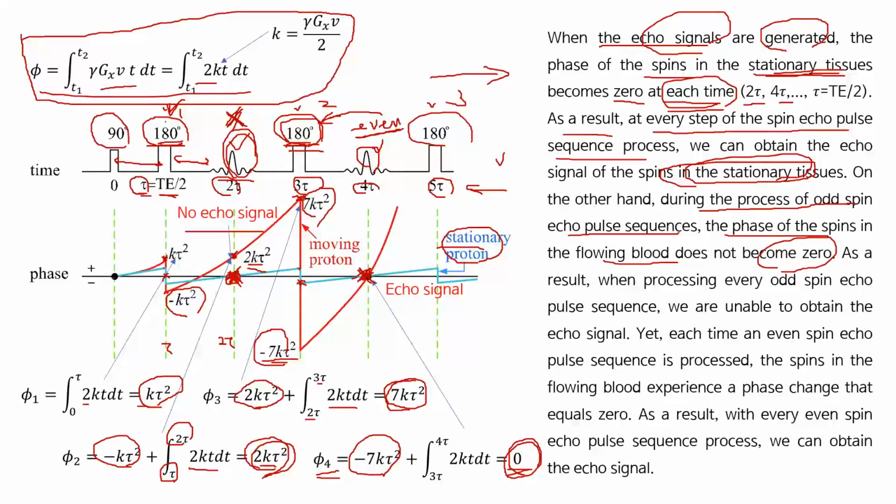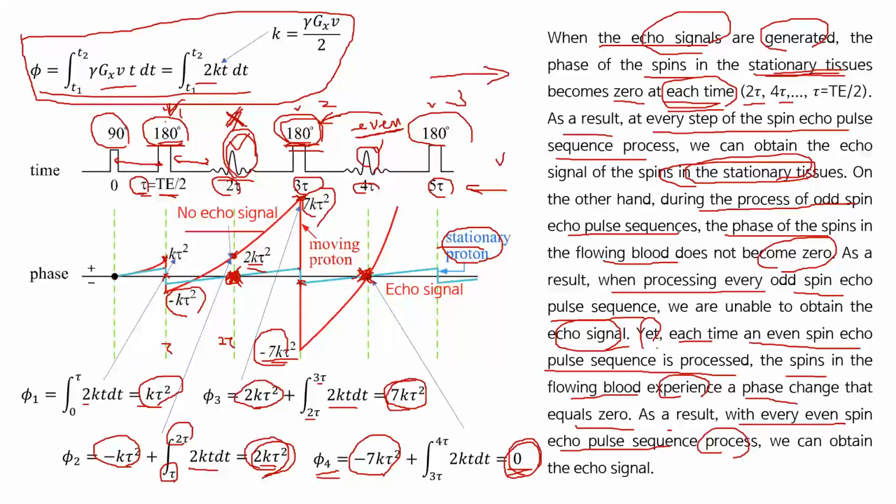As a result, when processing every odd spin echo pulse sequence, we are unable to obtain the echo signal from the spins in the flowing blood. Yet each time an even spin echo pulse sequence is processed, the spins in the flowing blood experience the phase change that equals 0. So with every even echo pulse sequence process, we can obtain echo signal. So this is called even echo rephasing.